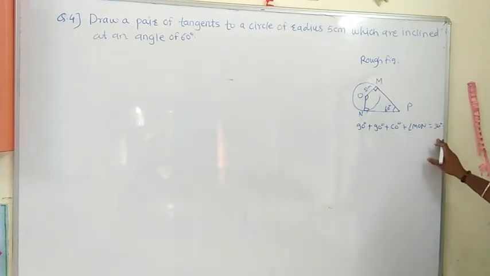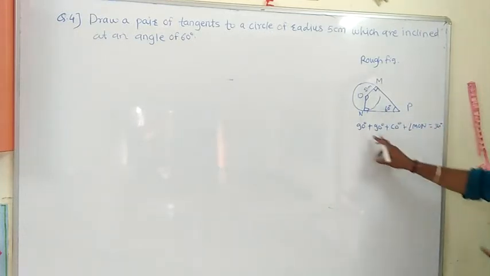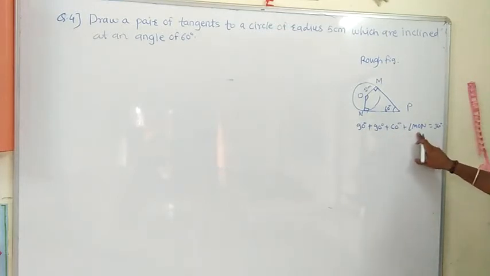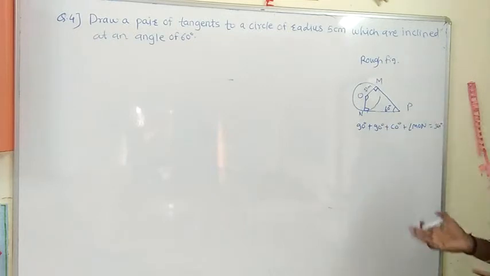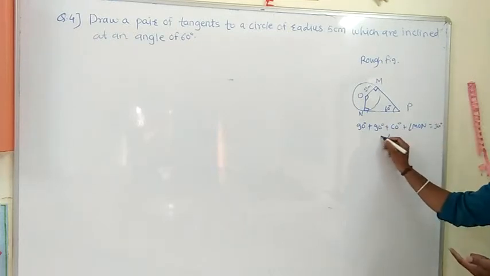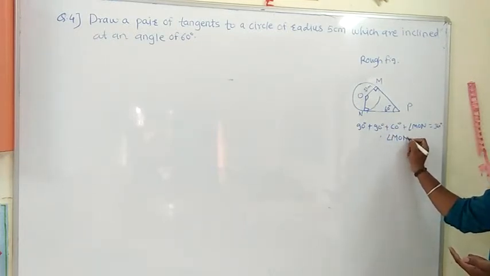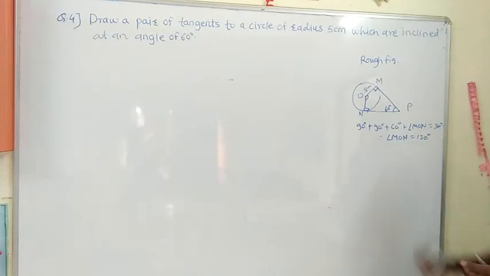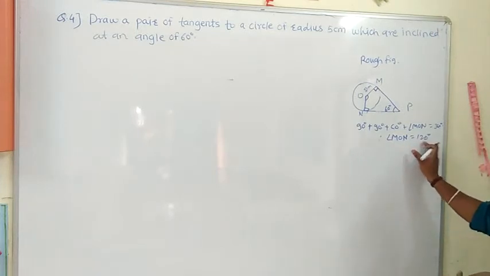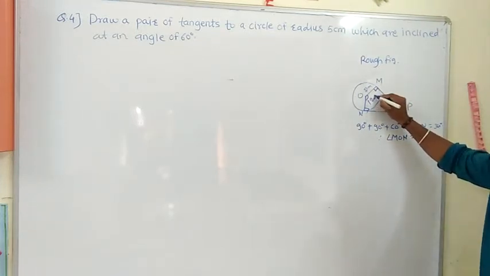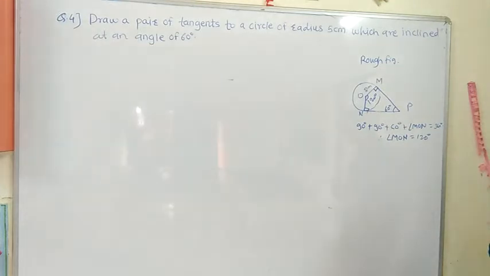By using the angle sum property of a quadrilateral, 90 plus 90 plus 60 plus angle MON is equal to 360 degree, because MONP is a quadrilateral. Therefore we will get angle MON equal to 120 degree. After solving this, you will get angle MON is 120 degree. This 120 degree is the angle between the radii.